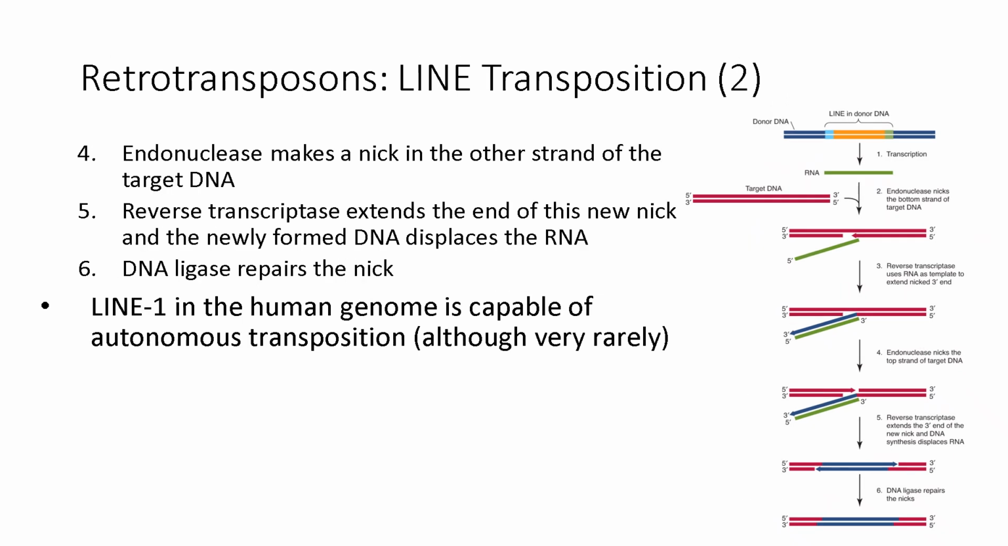In the second step, the endonuclease nicks the opposite strand, and reverse transcriptase continues copying the RNA into DNA. The RNA is displaced and degraded, and DNA ligase seals the newly synthesized DNA into the genome. LINE1 elements in humans retain the ability to autonomously transpose, though this occurs very rarely.